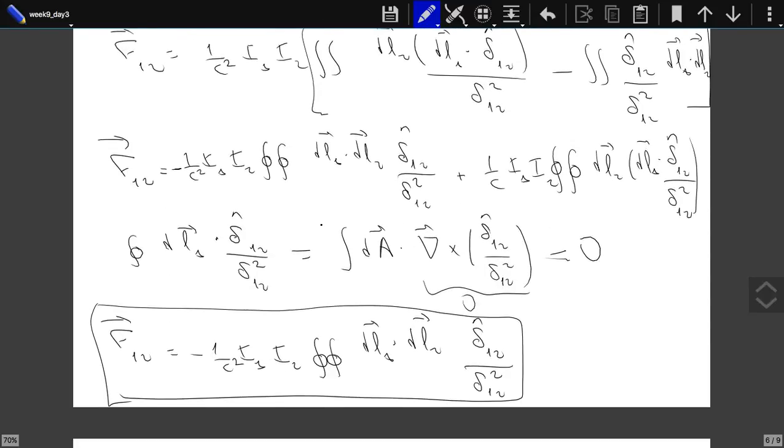Well, we don't need to evaluate this integral. This already proves what we wanted.